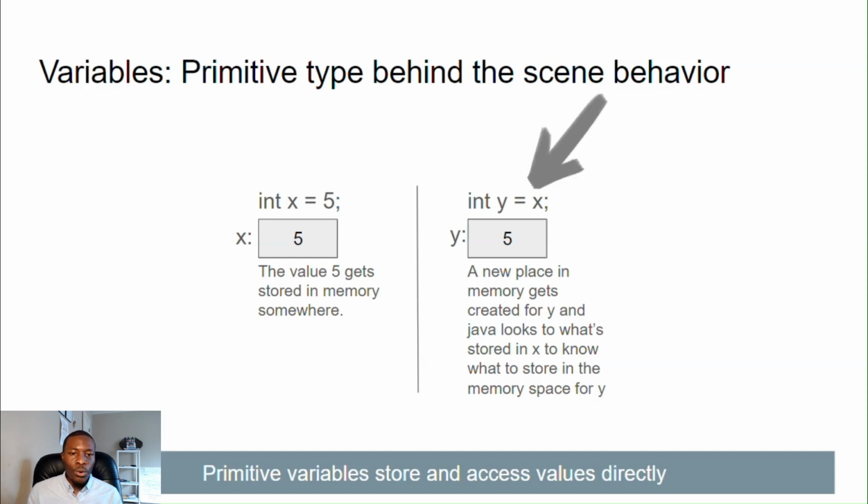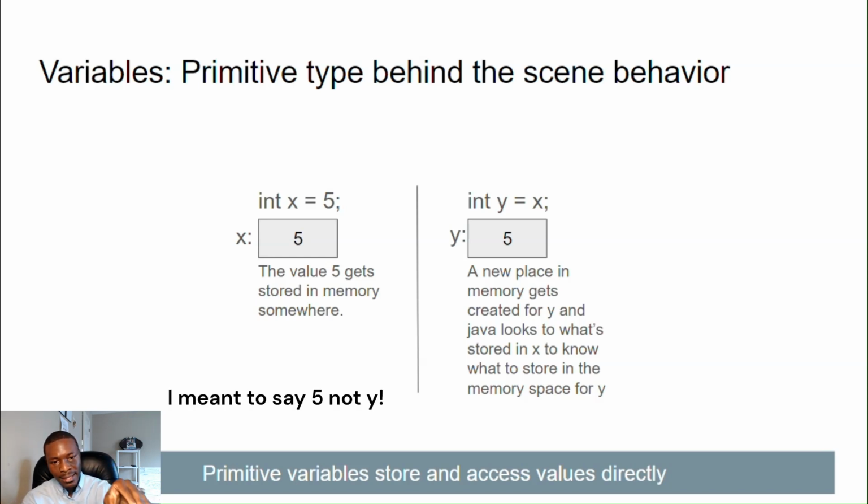There could be a scenario where we create a new variable. Let's say we want to create a variable y and we want it to equal x. Java is going to create a new space for y, and it's going to look in x and see that 5 is in x. Then in the space it created for y, it's going to put 5. So x and y both hold the value 5, but they each have their own separate spaces. This is what's going on behind the scenes, and like I said, it's important because it's different from how reference type variables work.